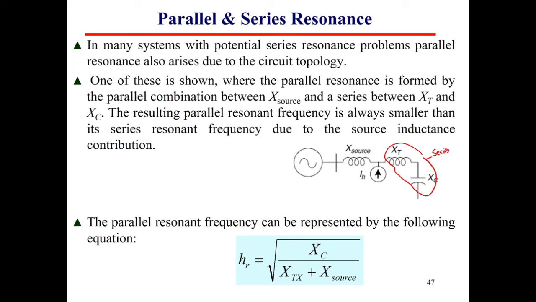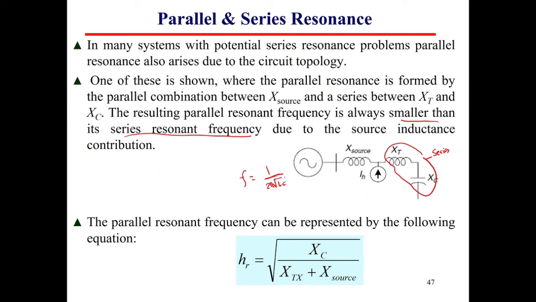Okay, the resulting parallel resonance frequency will be smaller than the series resonance frequency, right? Because we know that at resonance, to find the resonance frequency, it is equal to 1 over root of L C. So that will depend on the value of L and C.